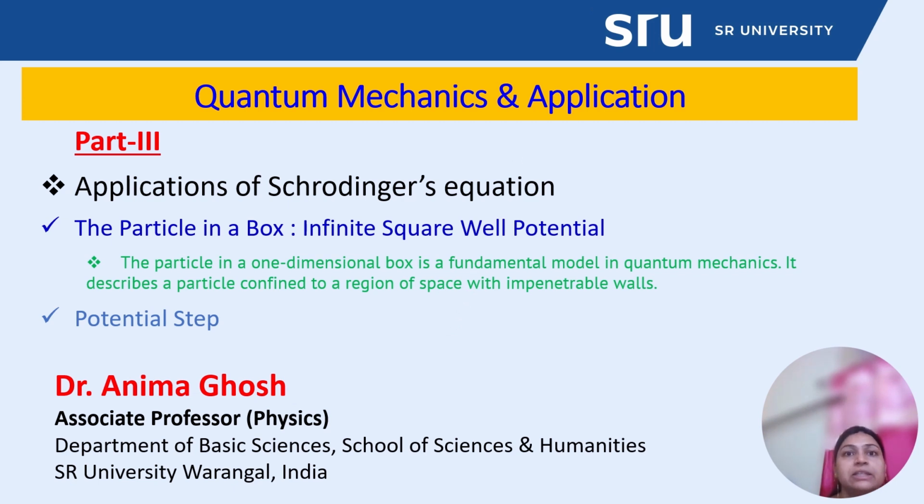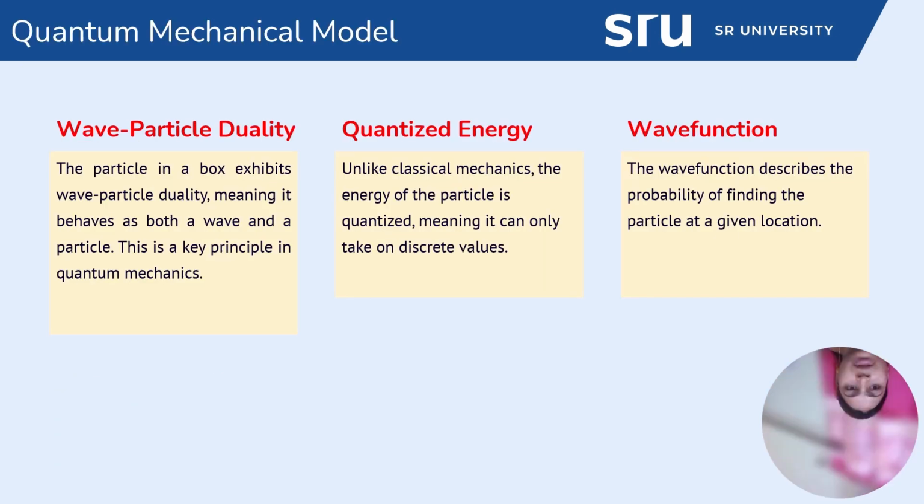So in this lecture we will explain the key concepts of quantum mechanical modeling related to wave particle duality, quantized energy and wave function. Basically the quantum mechanical model consists of three major components: wave particle duality, quantized energy and wave function. First, wave particle duality, as we know, is the idea that particles like electrons and protons exhibit both particle and wave-like properties depending on how we observe them.